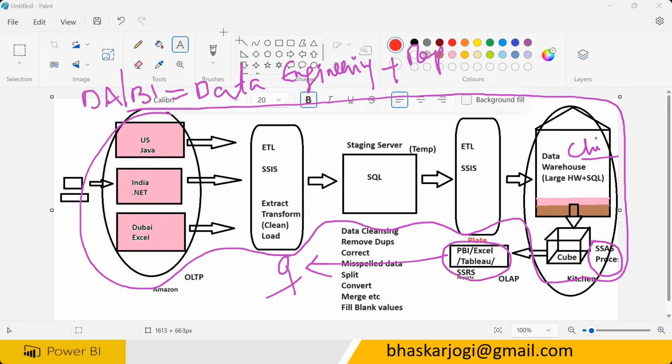So 70% of the time you are going to be doing only data engineering. Remaining 30% of the time you're going to be creating reports. Clear? If you only learn Power BI, you don't get a job forever. So that is the reason we are going to be giving you Power BI, SSAS, ETL, data warehousing, SQL, a lot of things we are giving you. Creating a report means anybody can do that.